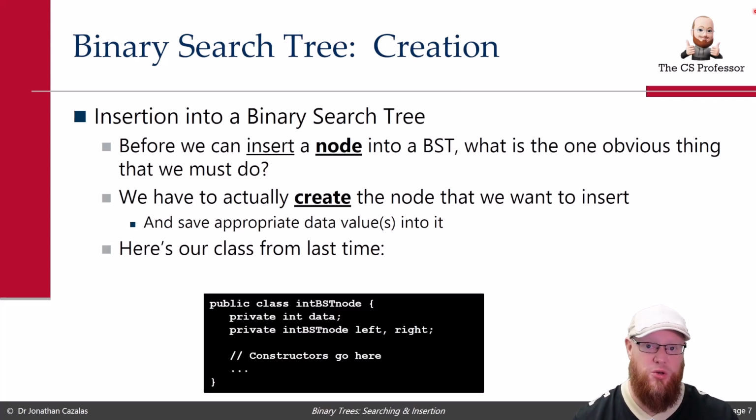Here's the class that we showed you previously. We have this public class IntBSTNode. It's just a teaching example. We have only one meaningful data member called data, right? Whoa, shocker. And then we have this left and right, which are of data type IntBSTNode. Those will store the references, the addresses of the left and right nodes of this particular node.